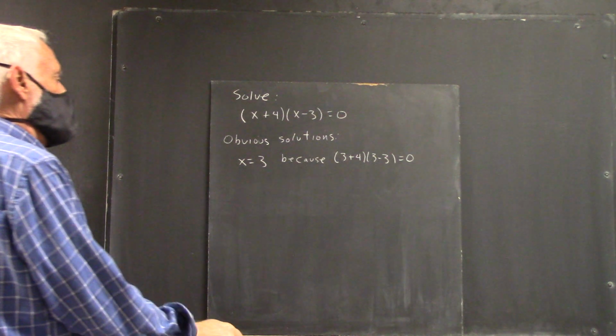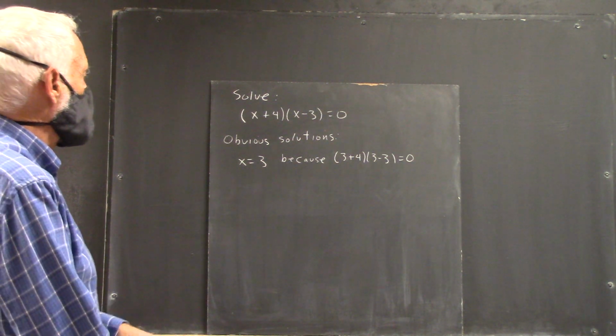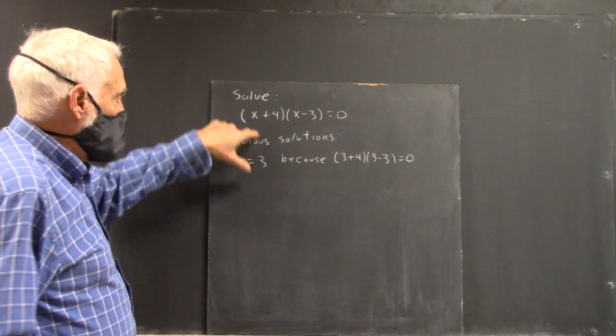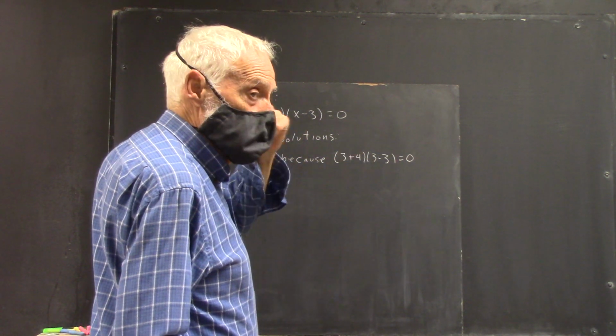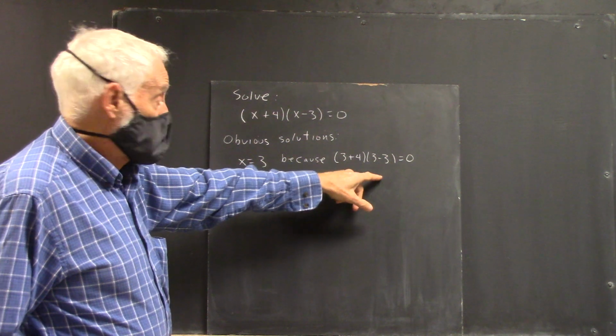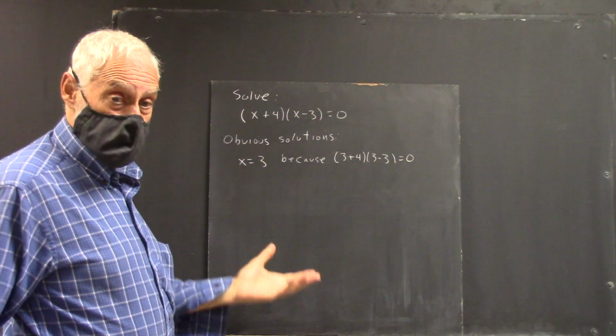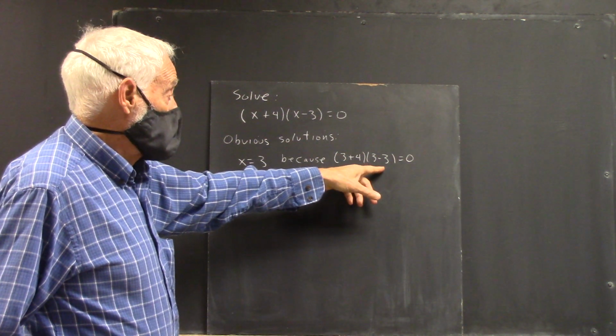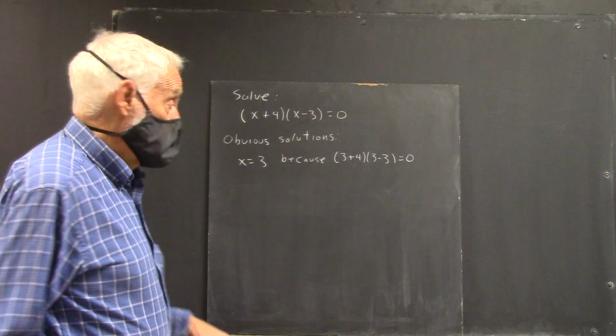Okay, so x equals 3 is a solution because if you plug in 3, you get 3 plus 4 times 3 minus 3. And 3 minus 3 is 0, right? And then 0 times 7, you don't even have to evaluate the 7. As soon as this is 0, you know the product is 0.